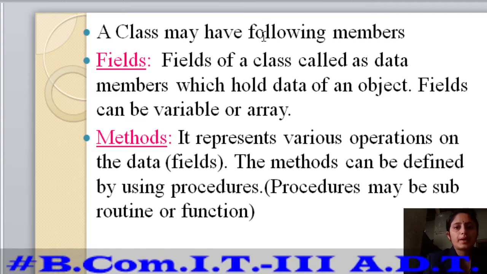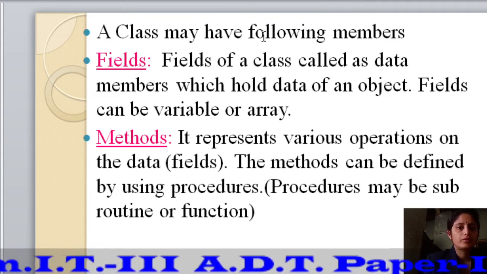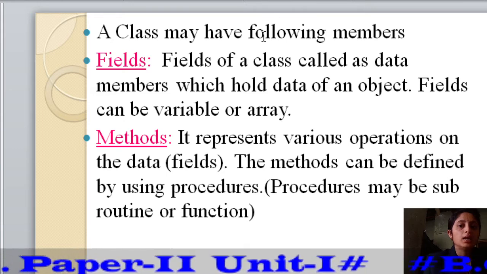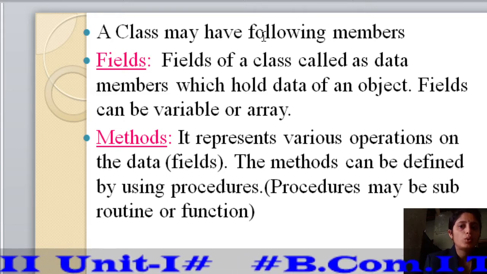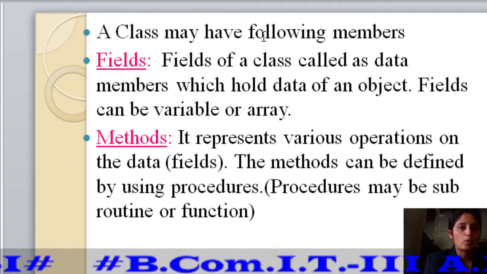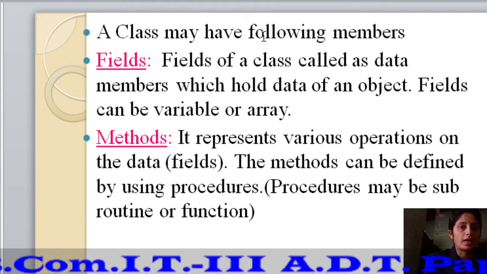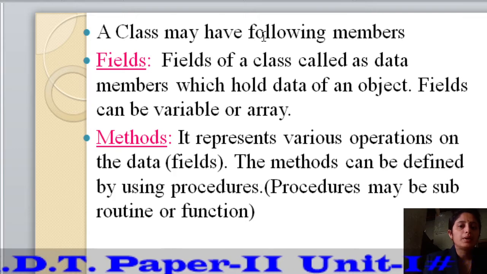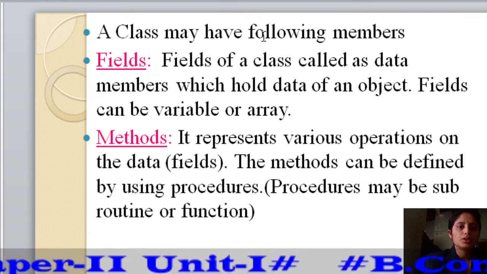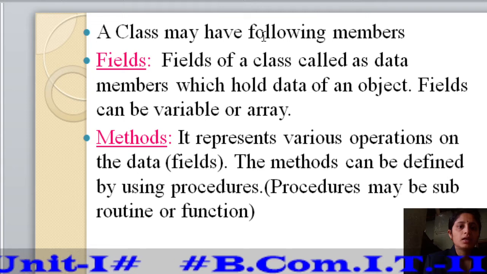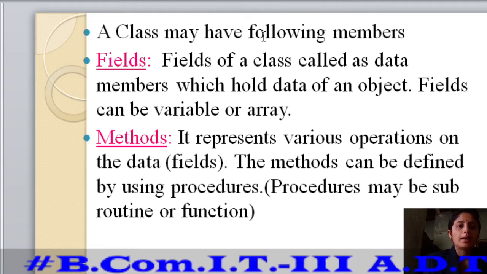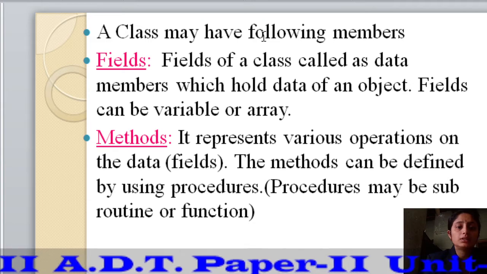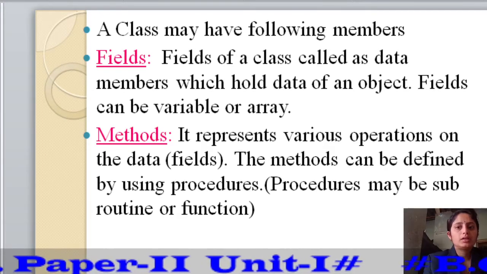A class may have the following members. The first one is fields. Fields of a class are called data members, which hold the data of an object. Fields can be a variable or an array. Methods represent various operations on the data fields. The methods can be defined by using procedures. Procedures may be subroutines or functions.